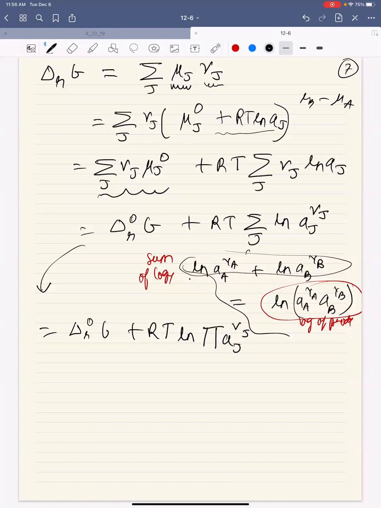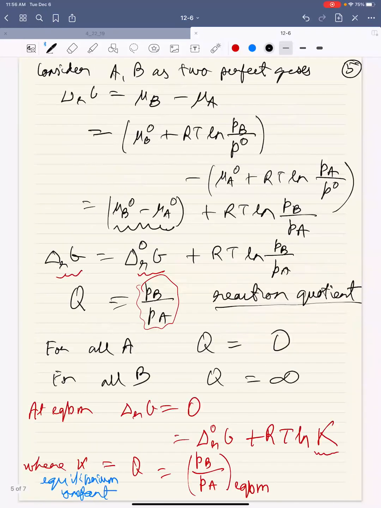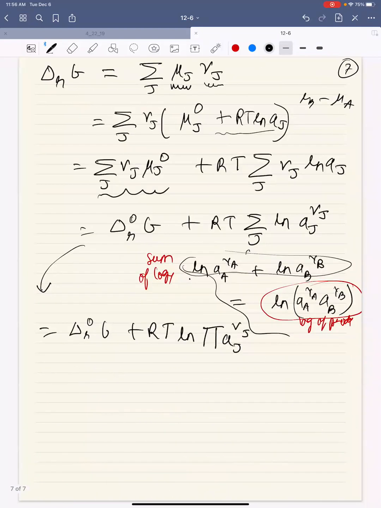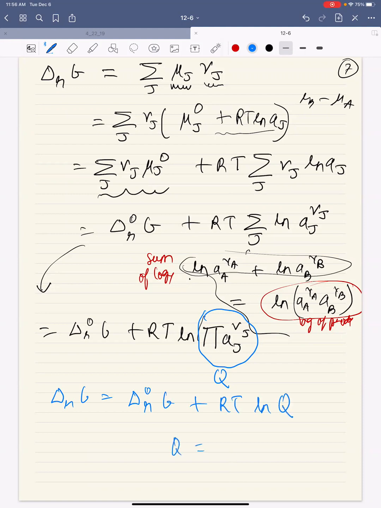This is very similar to the equation we wrote down for our simple reaction, A going to B, right? We had delta RG is equal to delta R naught G plus RT ln PB by PA. But instead of this PB by PA, we have ln product AJ nu J. So this thing is our generalized definition of the reaction coefficient Q. Okay, so we have just shown that delta RG is equal to delta R naught G plus RT ln Q, where Q is equal to product AJ nu J.